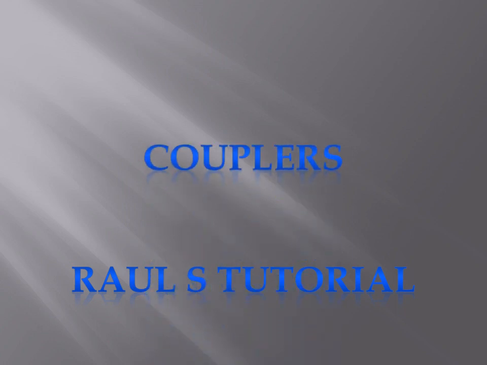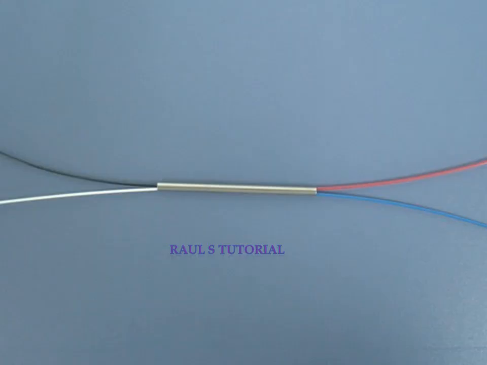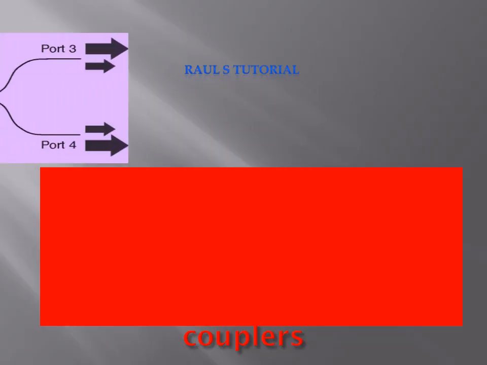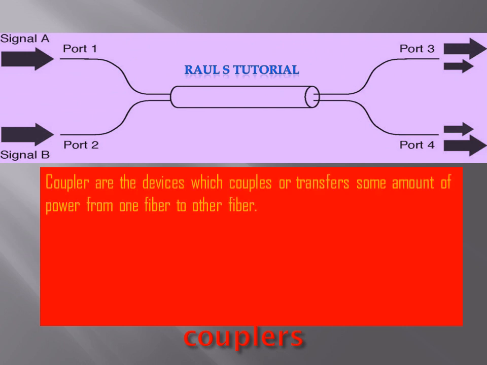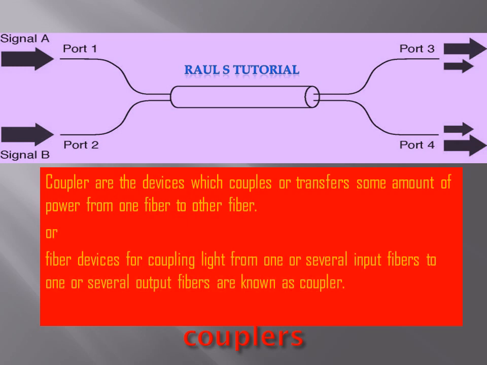Couplers. Couplers are the devices which couple or transfer some amount of power from one fiber to another fiber. Or we can say that fiber devices for coupling light from one or several input fibers to one or several output fibers are known as couplers.